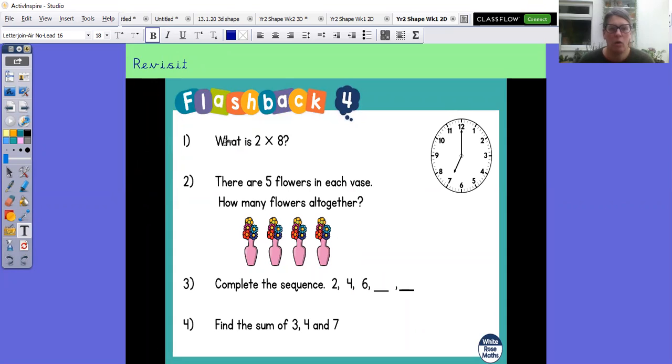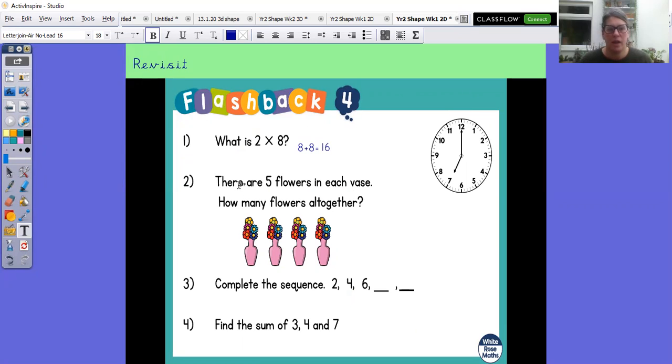Number 1, what is 2 times 8? So this is 2 multiplied by 8, or 8 add 8, or double 8, which is 16.